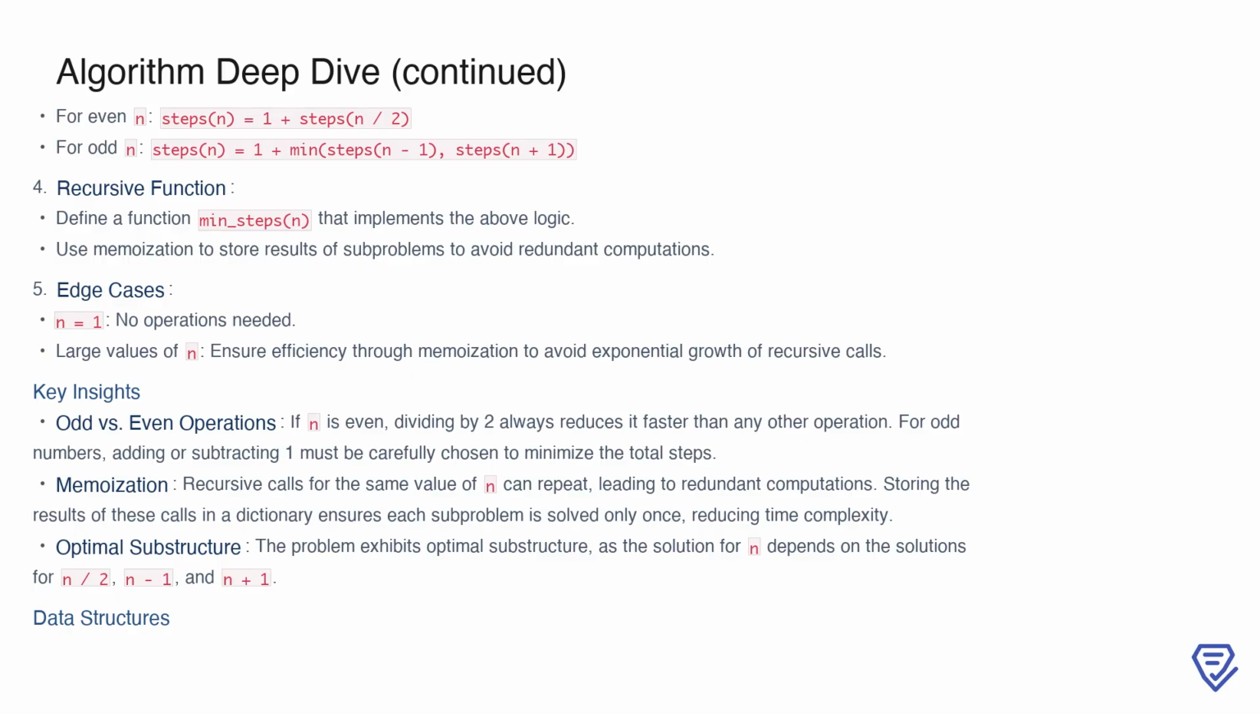It's important to account for edge cases as well. For example, when n is 1, no operations are needed. For very large n, memoization is critical to prevent exponential growth in recursive calls. This approach leverages the problem's optimal substructure, as the solution for n builds on the solutions for its smaller subproblems.